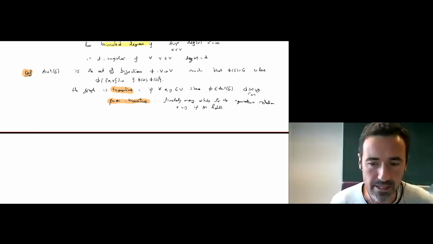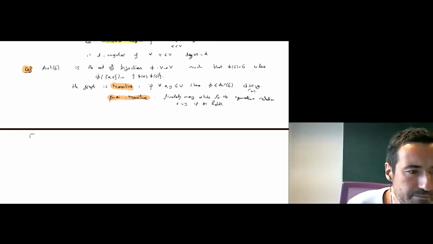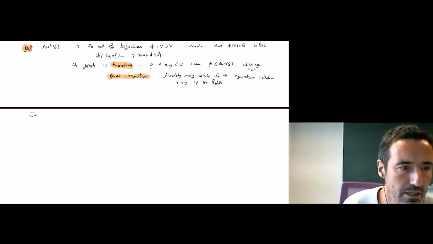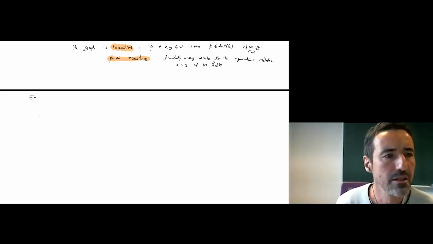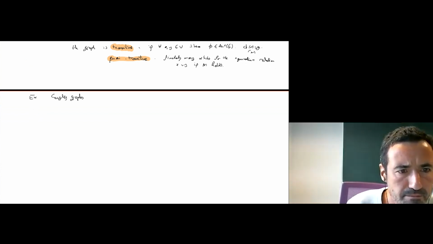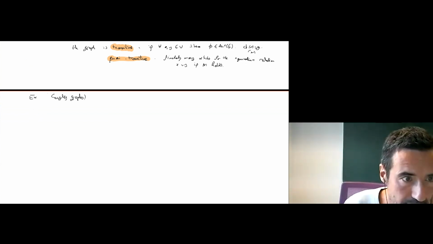Okay, so let's give some examples of graphs and transitive graphs. First one, a classical one, are Cayley graphs of groups. So what is a Cayley graph?